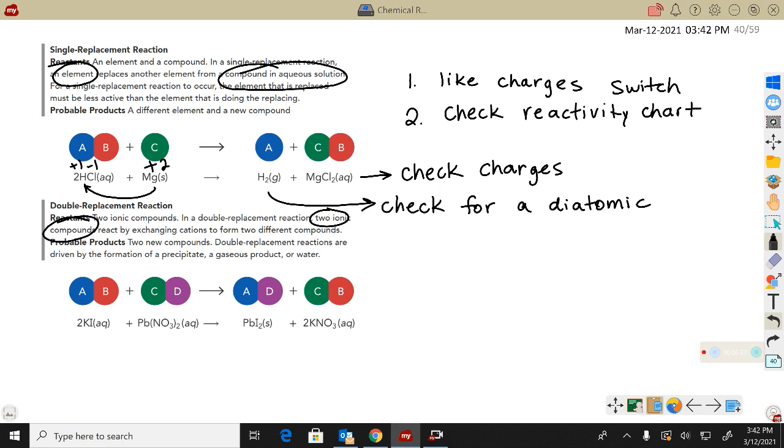Now, the only rule here is just that like charges can switch. And so again, we're usually switching the positive ions. So it might help to check the charges. Now, often the positive ion comes first in the formula. So here I would be looking to switch my potassium and my lead. But the key too is that when you do that new combination on your product side, check the charges.